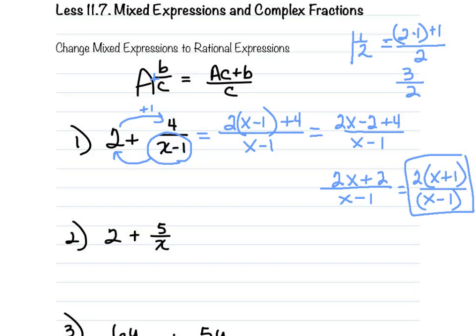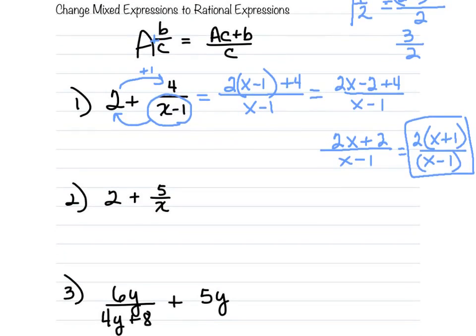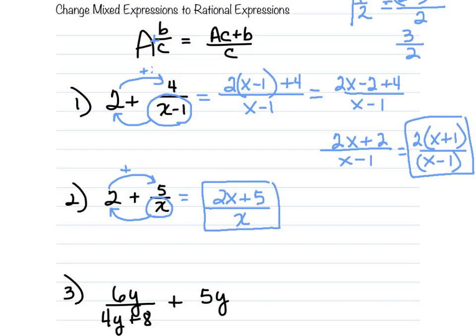Okay, let's go on and look at number 2. Again, the same process applies here. We're going to do x times 2, which is 2x. Then we'll add 5, plus 5 over the denominator x. Okay, so 2x plus 5 over x, there's really nothing we can do to simplify that. That would be your answer.